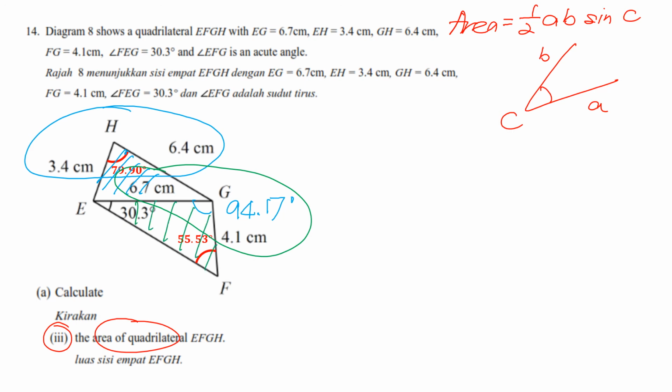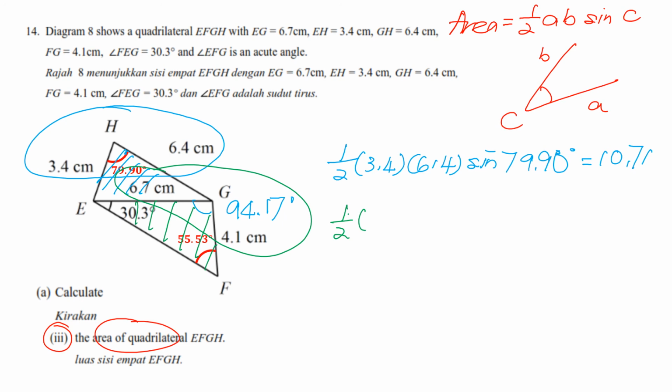So done. You have this as the second part to look for this area. Then continue. So your first part, okay, I use the blue color. Your first part will be half. What's my A? My A is 3.4. My B is 6.4. My angle should be sine 90 degree. Right. Then I press calculator. I shall get this one as 10.71. Leave it. Then I go to my green color. So my green color will be 1/2 the side 6.7 times another side, 4.1 times the included angle, so it should be sine 94.17 degree. Then what do I have after pressing the calculator? I get 13.70.